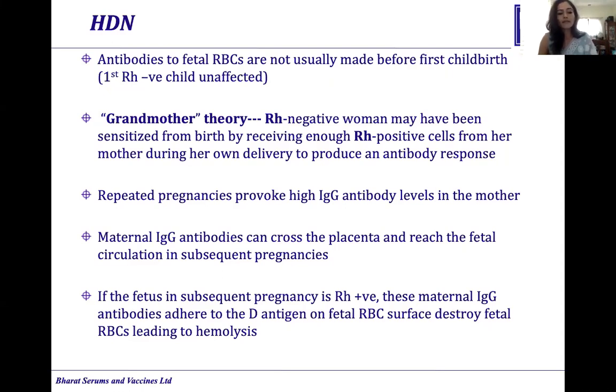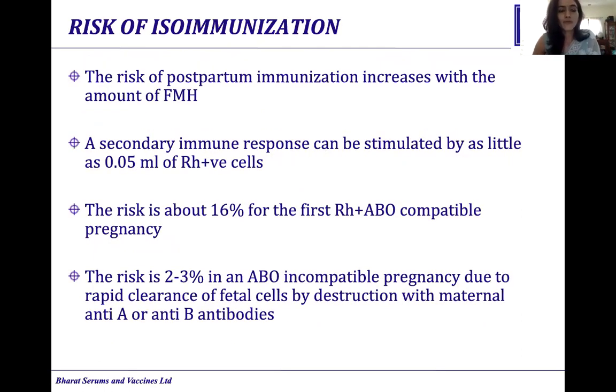Repeated pregnancies, of course, provoke higher and higher IgG antibody levels in the mother. These cross the placenta and reach the fetal circulation with a more detrimental and worsening outcome in subsequent pregnancies. And of course, they destroy the fetal RBCs, leading to hemolysis. The risk of postpartum immunization increases with the amount of fetal-maternal hemorrhage. And for a secondary immune response, as little as 0.05 ml of RH positive RBCs is enough.